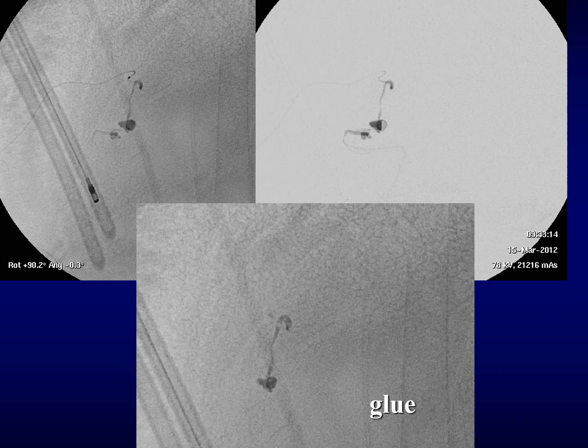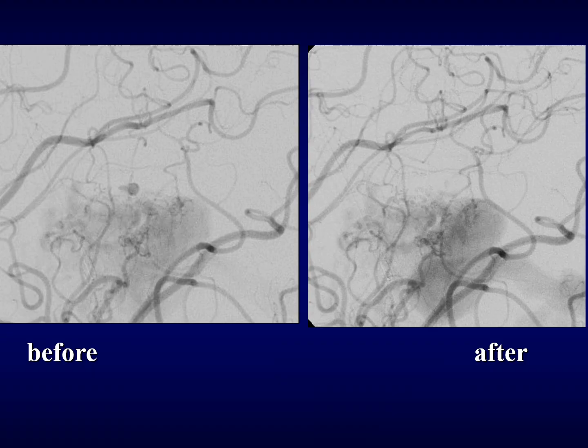Here you can see the injection of contrast in the vessel and the glue injection, which accurately reproduces the shape of the pseudoaneurysm. So the before and after show you that once this is done, the pseudoaneurysm is no more there. And this is exactly what we want to achieve with the treatment of ruptured AVMs.